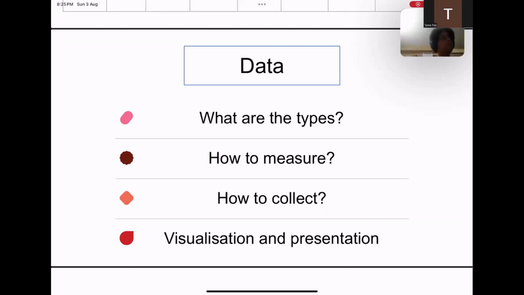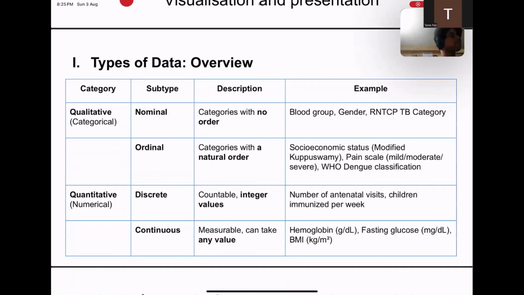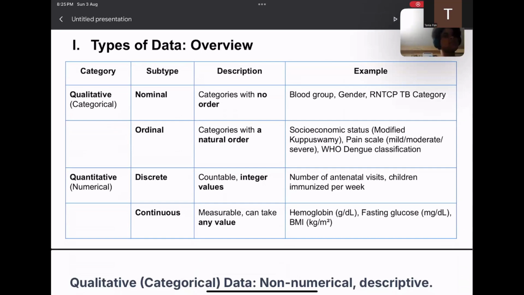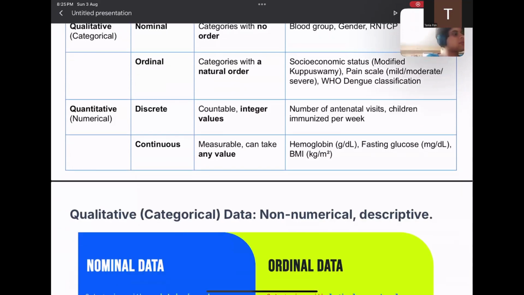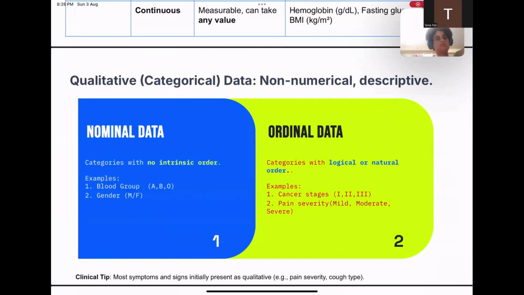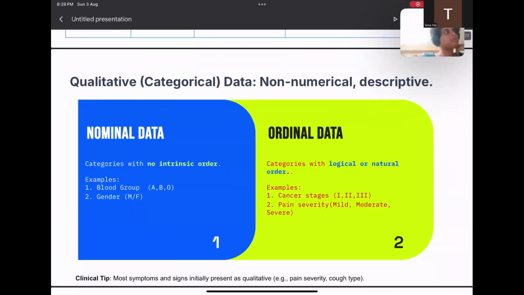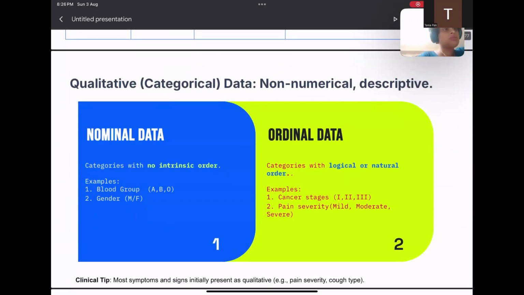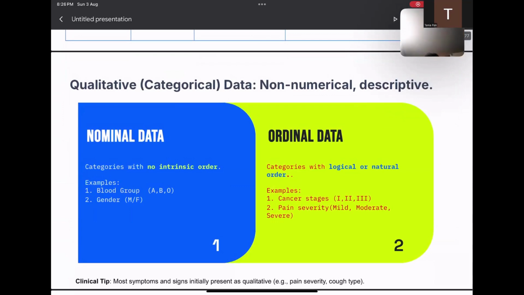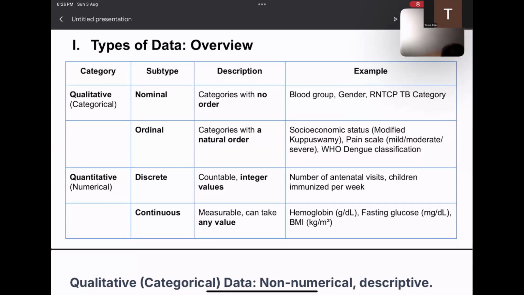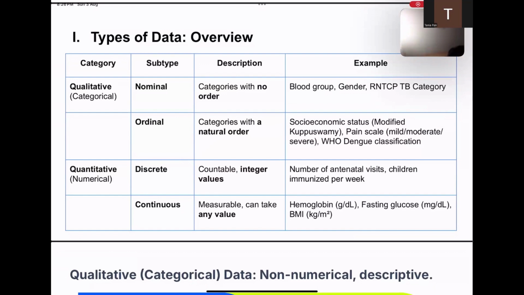Okay, so what are the types of data? An overview of the types of data would be that data is qualitative and quantitative. So what do you understand by qualitative? As written here, data which is non-numerical and simply descriptive is called qualitative. On the other hand, quantitative is something that you can measure, something that you can count.